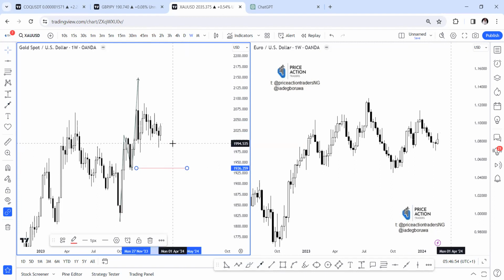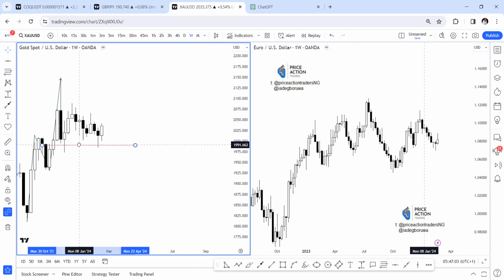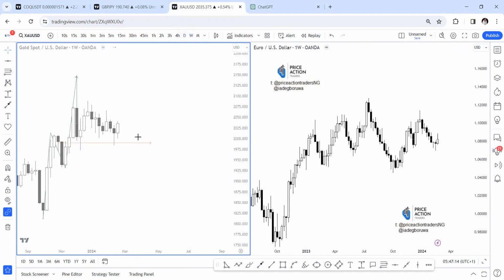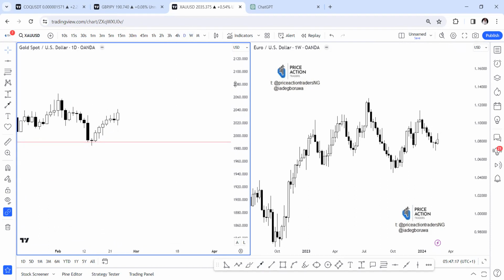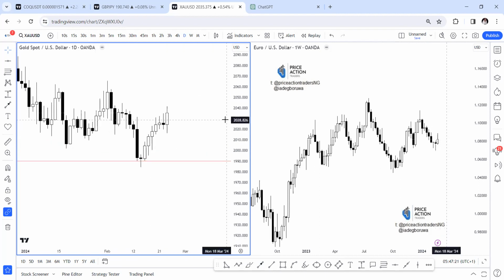But there's something else I'm seeing on that weekly, which is the gap breakout. Yes, a gap breakout on weekly here. If you go to daily to see this gap breakout very well, you see that price has moved above this. And this is a cycle, so I'm likely going to see a push downward here.